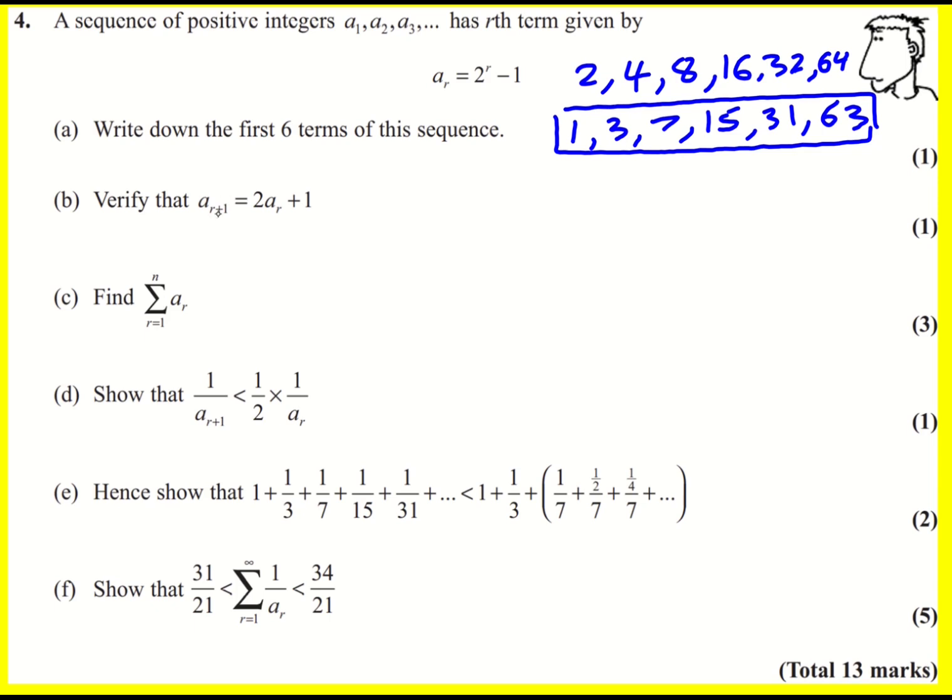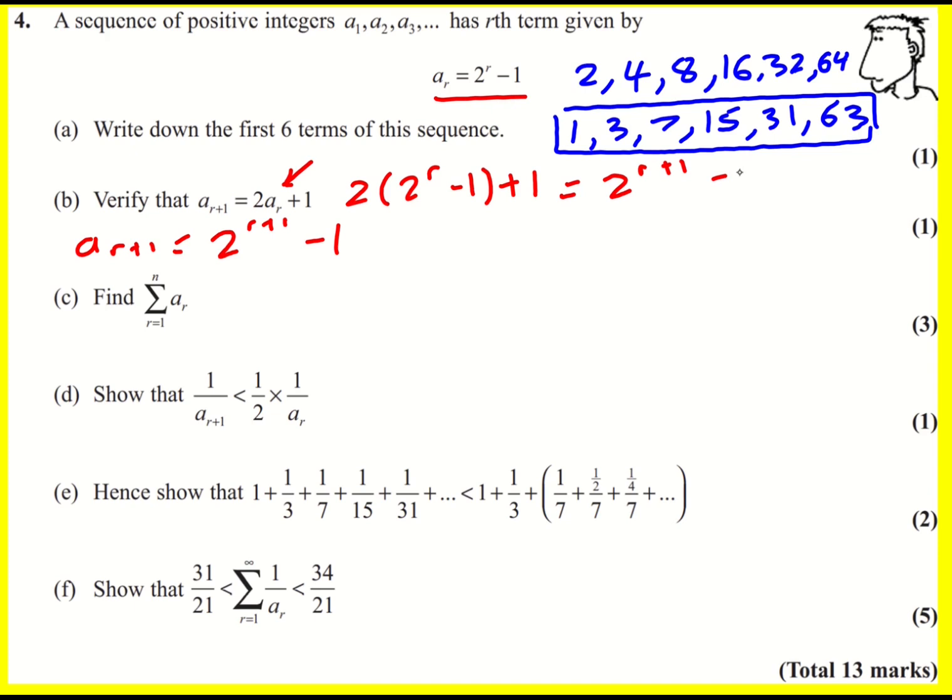Then asked to verify that a_(r+1) is 2a_r plus 1. So I can substitute in for r plus 1 into the formula up here. We're going to get 2 to the r plus 1 minus 1. Now, it might also be worth just thinking about what this term is, and it's going to be 2 times 2 to the r minus 1 plus 1, which when I expand it is going to be 2 to the r plus 1 minus 2 plus 1. And that will help me then factorize back to get the expression I want over here.